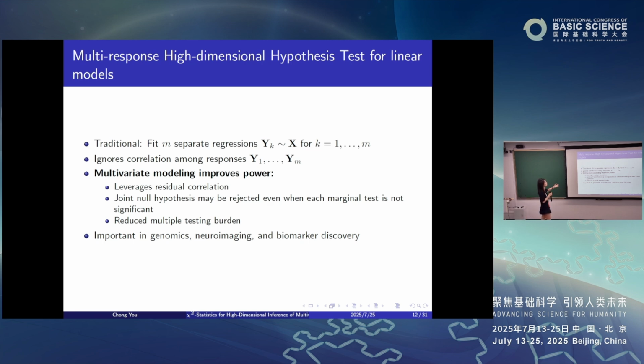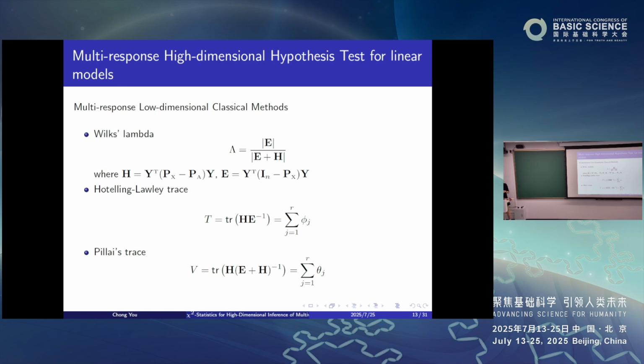multiple testing, because we know that if we test many times, we will inflate the type 1 error, and then to keep the type 1 error to be 5%, we need to do some correction, and then that will lower the power. So what we did here is we modeled them simultaneously to make it a multi-response high dimensional hypothesis test.